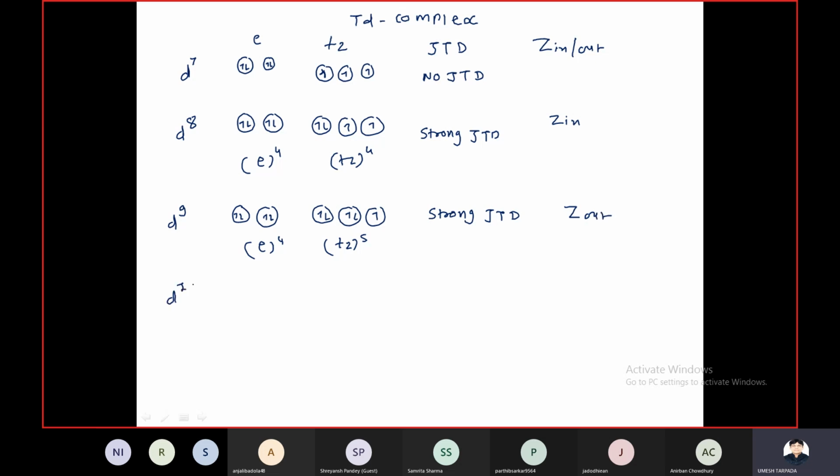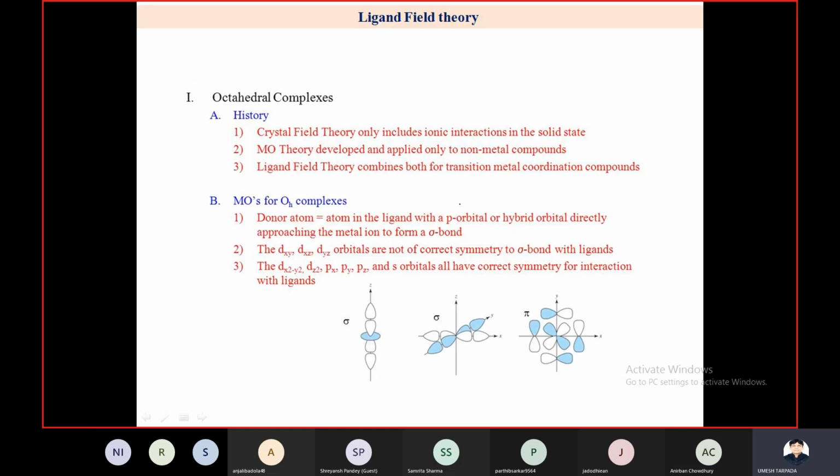What about d10? There is no Jahn-Teller distortion. It's a 0. Good. So see, this is about Jahn-Teller distortion. Now after that, see ligand field theory. Go to the next topic, that is ligand field. Is there any doubt in Jahn-Teller distortion?